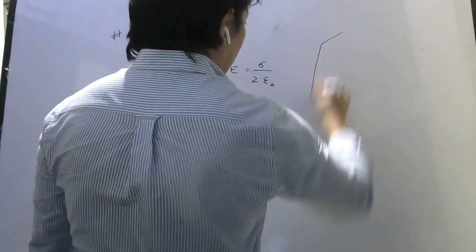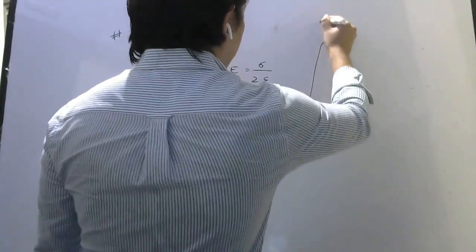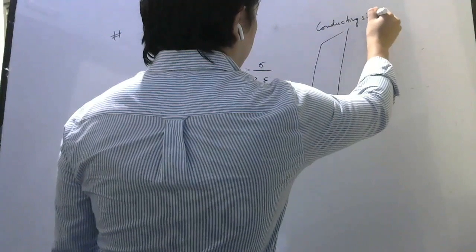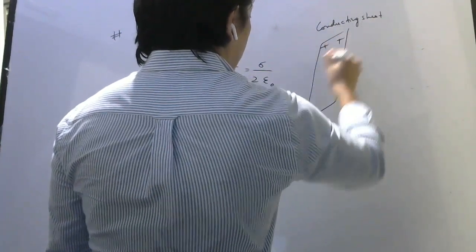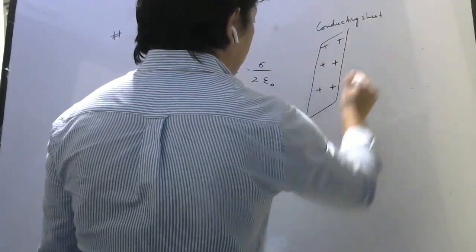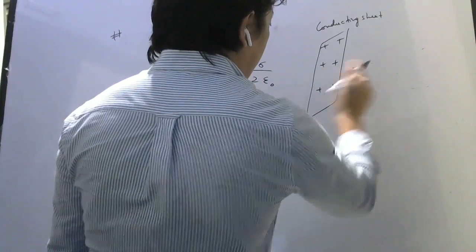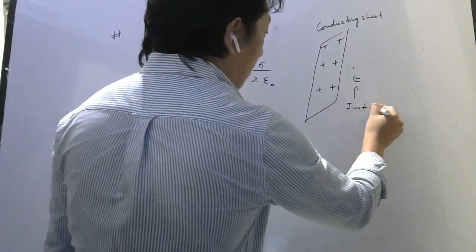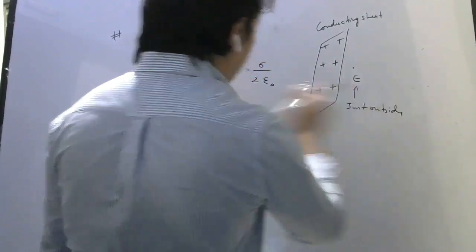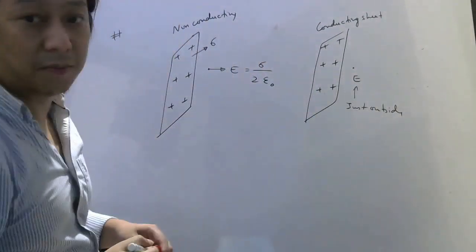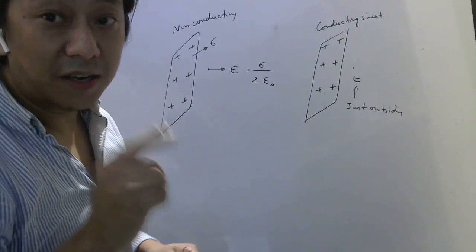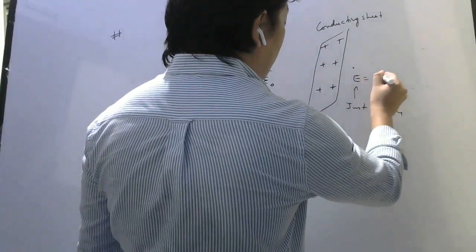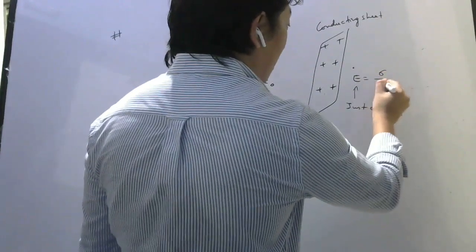Now suppose I give you a conducting sheet, which is again charged. Then what was the electric field just outside? Okay, just outside. This we did in the first chapter. This we did in the second chapter while doing electrostatics of conductor. Can you remind me of the formula? It was sigma by epsilon naught.